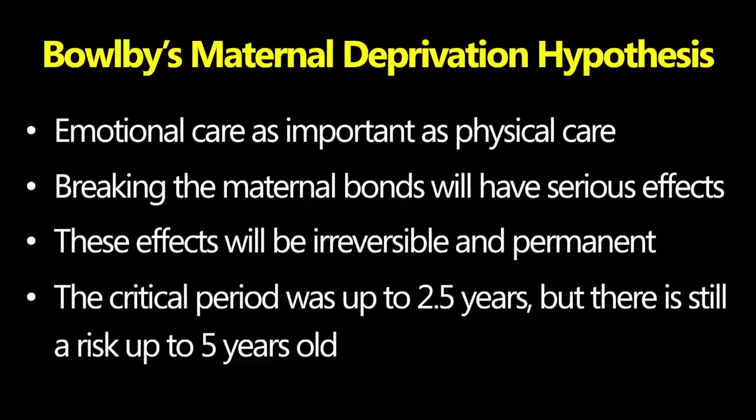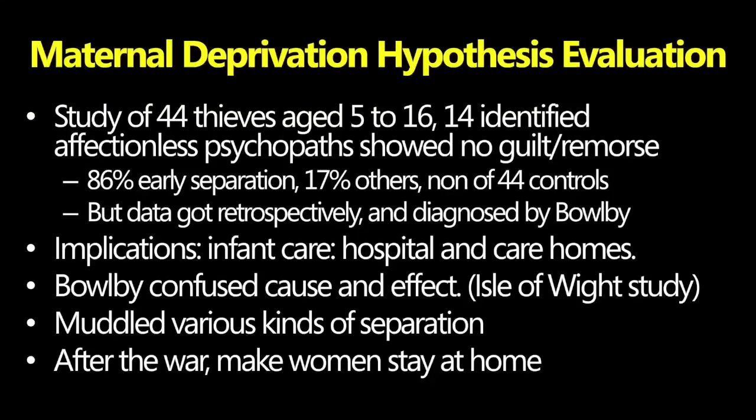So, a little evaluation of the maternal deprivation hypothesis. The main thing you really need to know is the study of 44 thieves. This is where there are 88 people, aged 5 to 16. 44 of them were thieves and 44 of them were non-thieves, the control group. Bowlby identified 14 of these thieves as affectionless psychopaths, because they appeared to have no guilt for what they'd done.